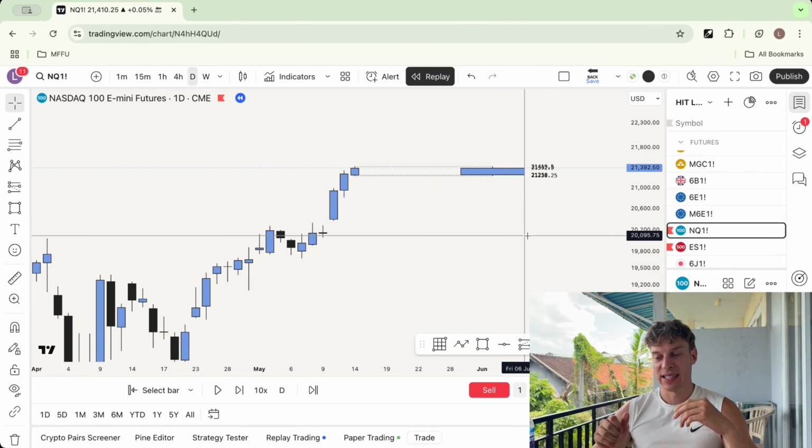Let's get into this trade. We're on the NASDAQ right now. It is Wednesday morning, about 6 a.m. UK time. I don't know what that is in New York time. I don't use New York time.